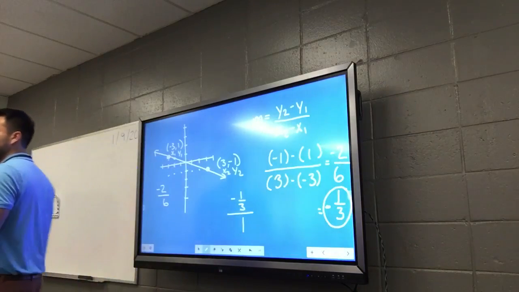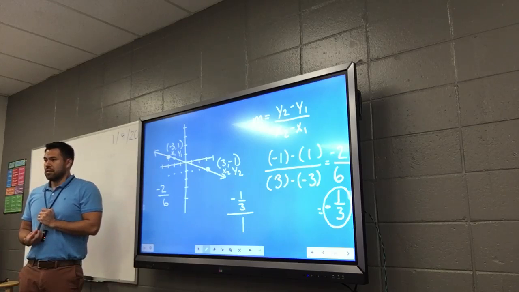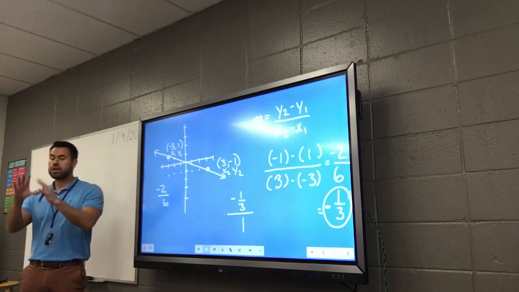So say I just left the answer as negative 2 over 6. Would it count as wrong? Yes, I want you to reduce them. You always want to make it as simple as possible.